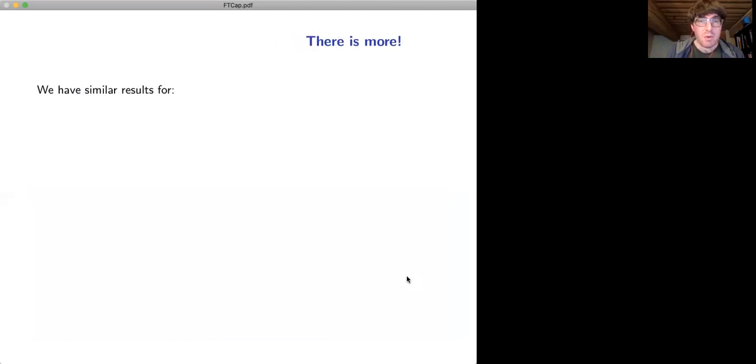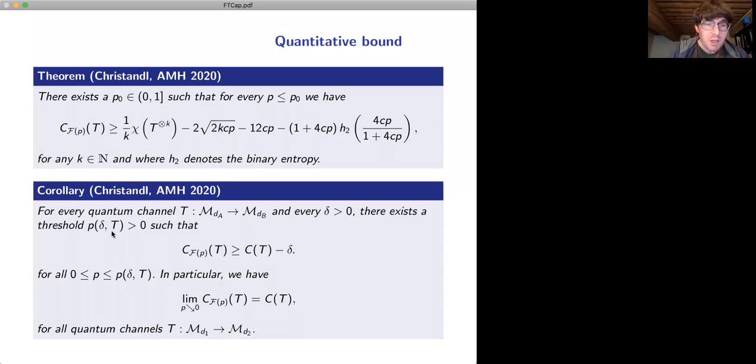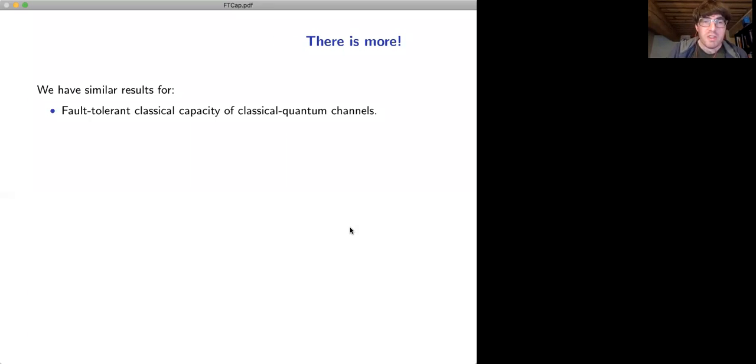Okay, with this I want to come to the end here and advertise our paper. So we have similar results for the fault-tolerant classical capacity of classical-quantum channels, where we actually don't have channel dependence here. So in some sense, this I would consider to be fully solved, or more or less fully solved, I guess. And then we have the fault-tolerant quantum capacity as well.